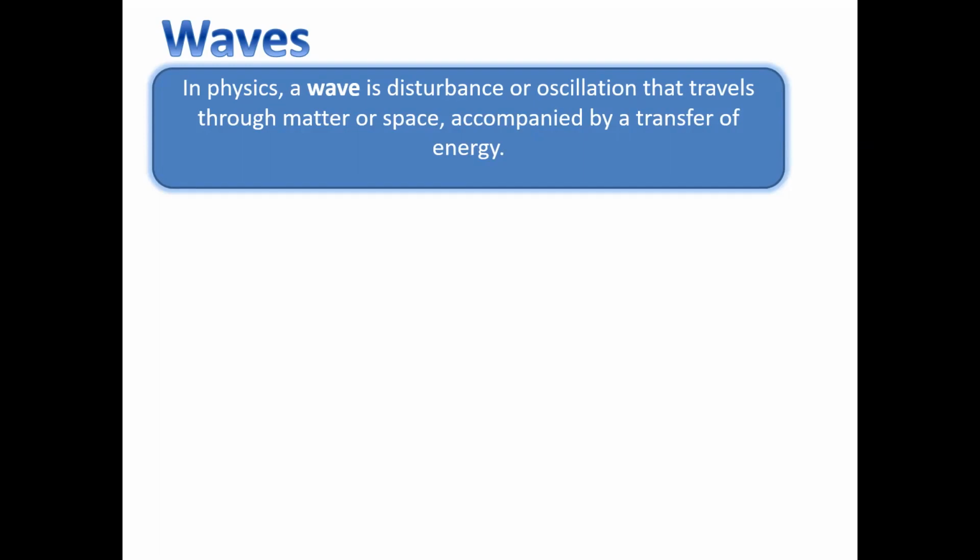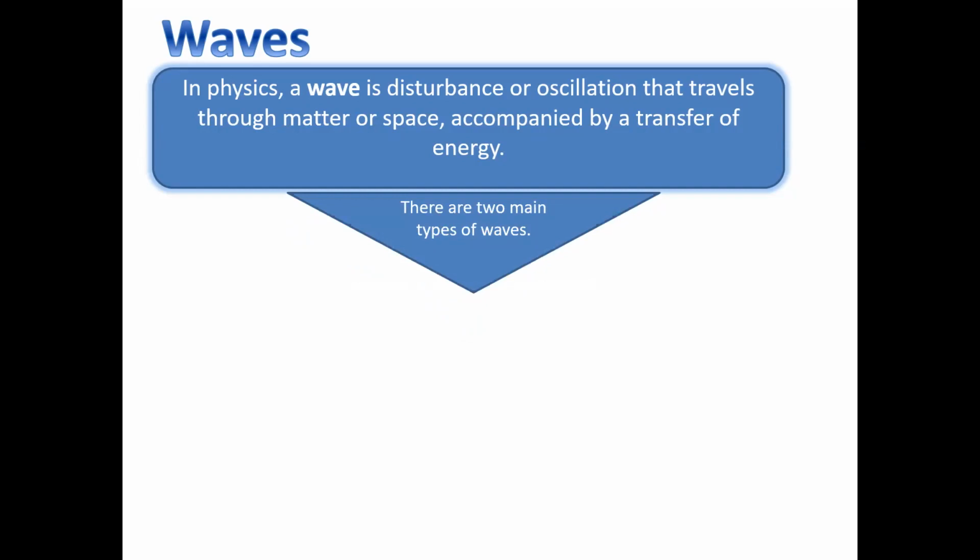In physics, a wave is a disturbance or oscillation that travels through matter or space, accompanied by a transfer of energy. Understand? So it is an oscillation or disturbance which travels through matter or space and carries energy. Energy is transferred through the wave. So that is a wave.